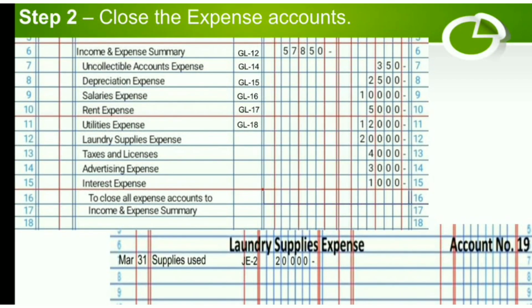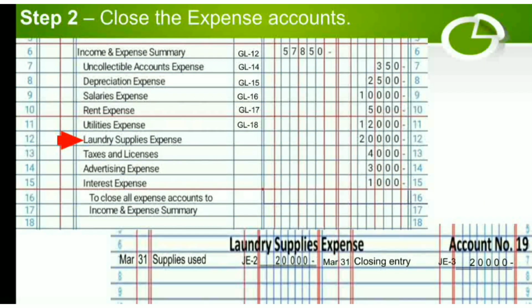Next is laundry supplies expense of 20,000 pesos. This will be posted here in the credit side of laundry supplies expense. So we have the date, March 31, and this is all about the closing entry. For the folio, it's JE3 since this is taken from the closing entry written in page 3 of the general journal. And then the amount is 20,000 pesos. The laundry supplies expense after the posting now has a 0 balance. This means that this account is already a closed account. So let's just double rule the amounts.